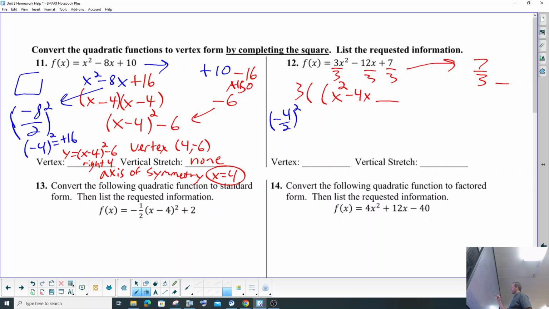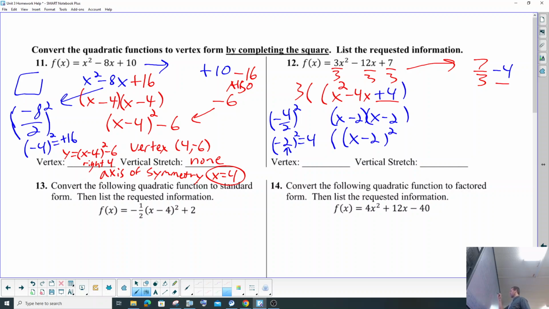Negative 4 divided by 2 is a negative 2, and if we square that, we get a positive 4. So we add 4 here and minus 4 there. Complete the square. Then that's going to factor easily into x and x and negative 2, negative 2. So we get x minus 2 all squared. But we still have a parenthesis, and we still have to bring down that 3, because we pulled out that 3 originally. Yep, it's still there.